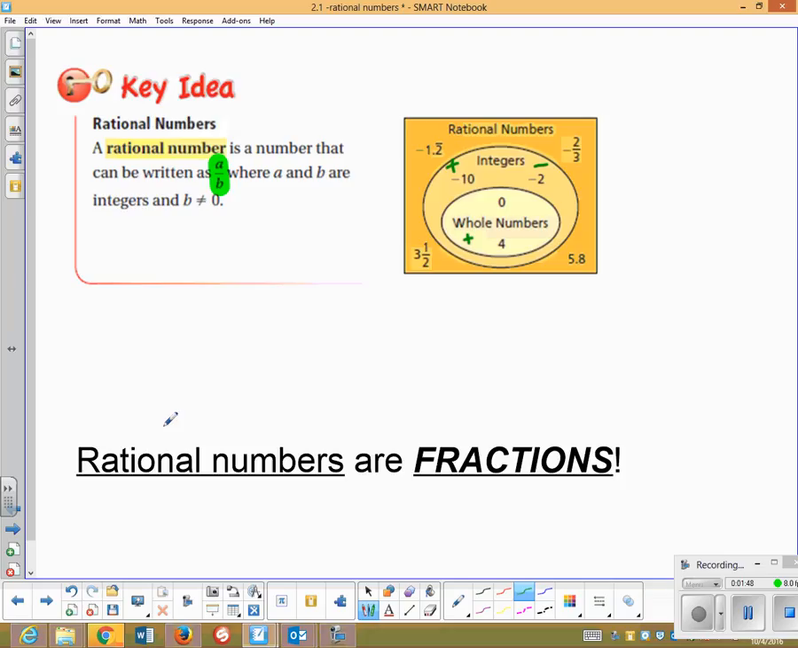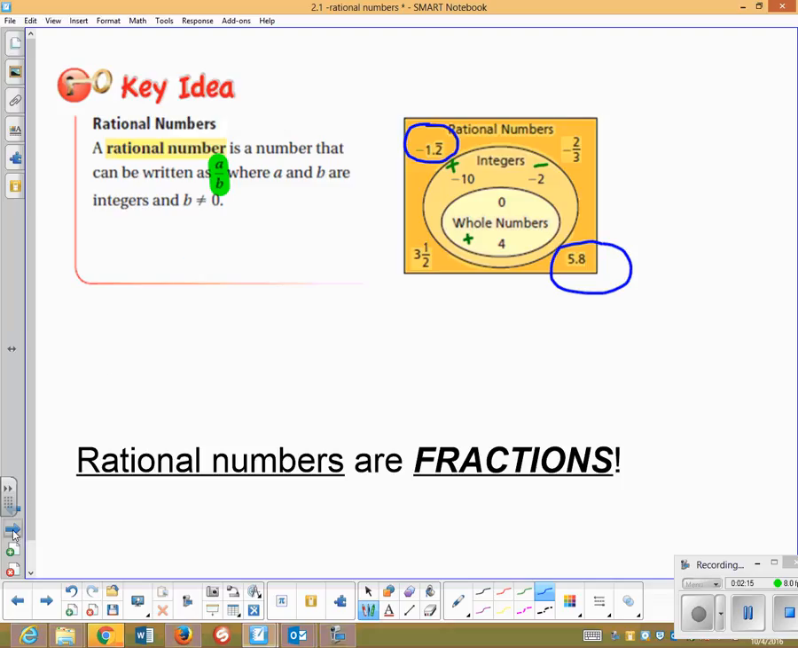The main idea of this lesson and this slide is that you need to know that rational numbers are fractions. All rational numbers are fractions. You see a fraction, it's a rational number. Now, you might wonder about this number here, it's a decimal, and this number here, it's a decimal. Will it be a fraction? Can you turn it into a fraction? We're going to talk about that in today's lesson in the video.